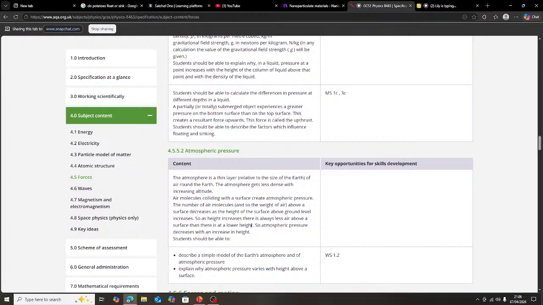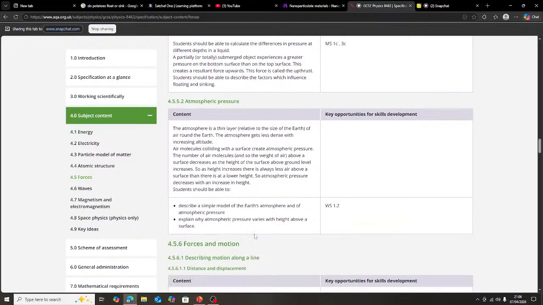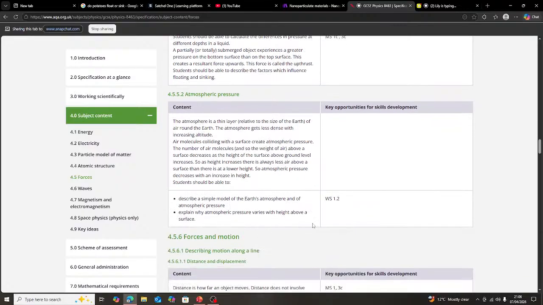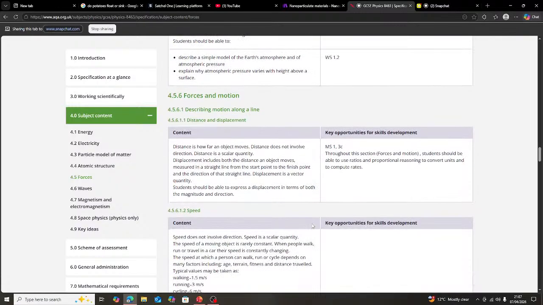So, when you get higher in the Earth's atmosphere, does pressure get higher, or does it get more dense or less dense? Yeah, because there's more collisions. Yeah, thank you.